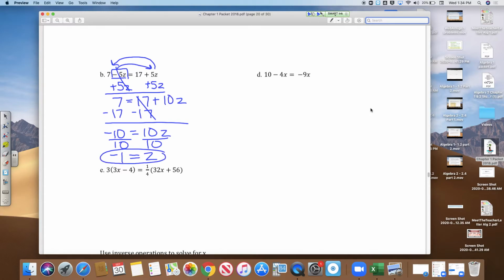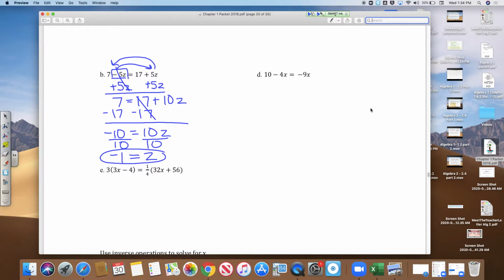Now there are two ways to solve each one of these, so if you prefer to solve it differently, instead of adding 5z to both sides, you could also subtract 5z and get the same answer. If now you're feeling confident, why don't you stop the video and try letter D on your own.